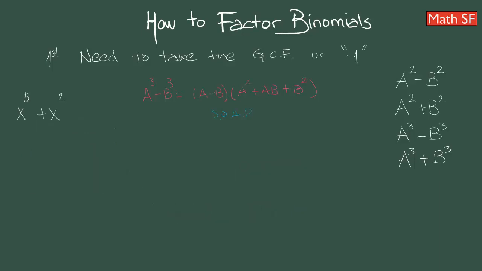Let's keep factoring. We have another example: x to the 5th plus x squared. Now the first step is to take out the greatest common factor. What do they have in common? An x squared. And you're going to be left with x cubed plus 1. Now this looks to be a sum of cubes, but can this one be interpreted as a cube? Let's see if we can write this as a cube.